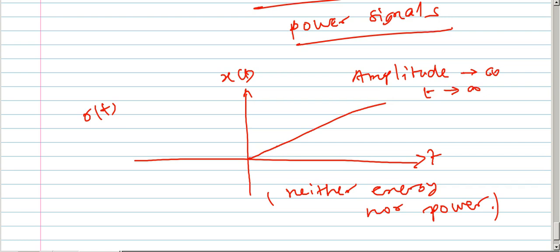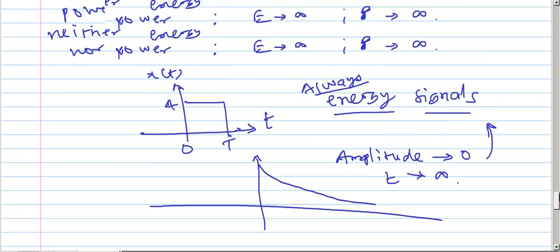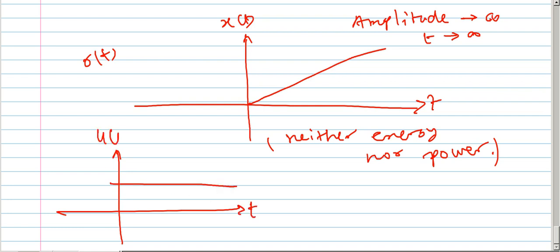So these are a few comments by which you can classify the signal whether it is energy or power just by looking at its shape. Now remember that the unit step signal u of t, which is 1 after t equal to 0 and 0 before t equal to 0, is a power signal, because its amplitude is not approaching infinity, it is fixed with time. So this is an example of a power signal.